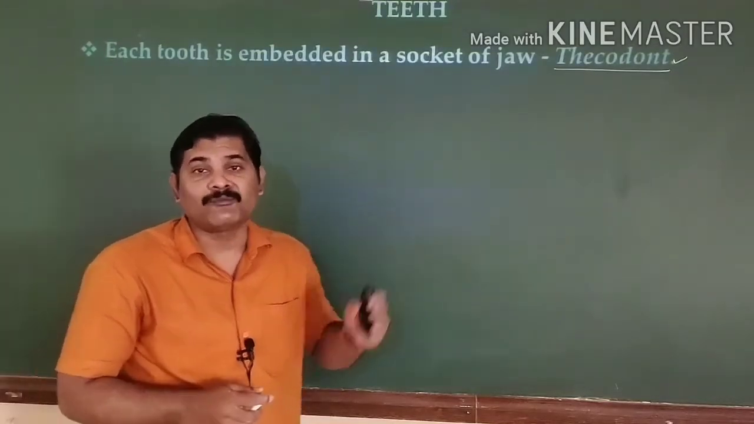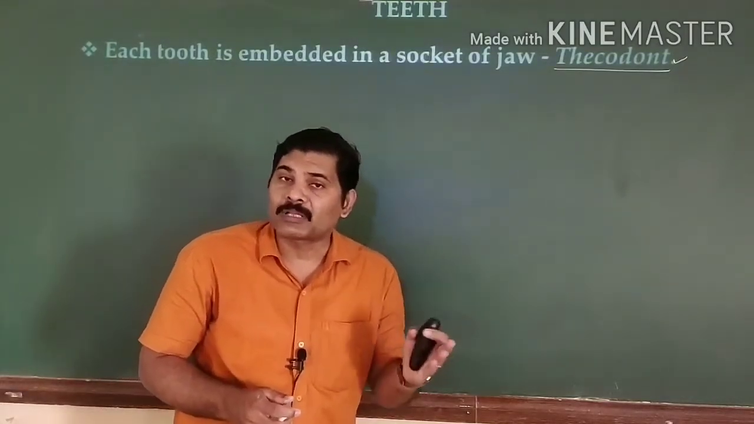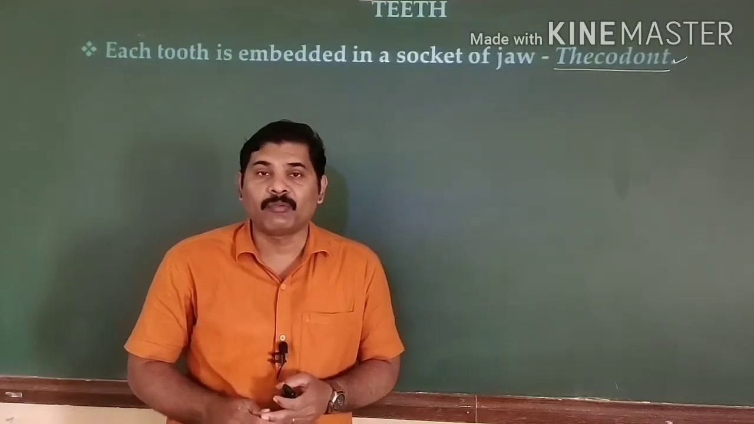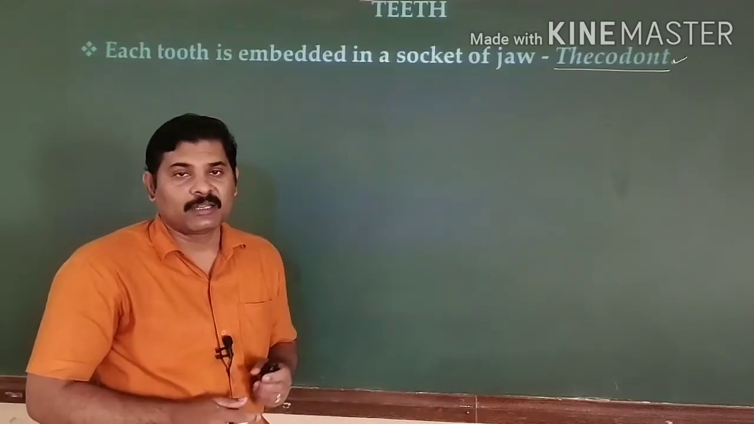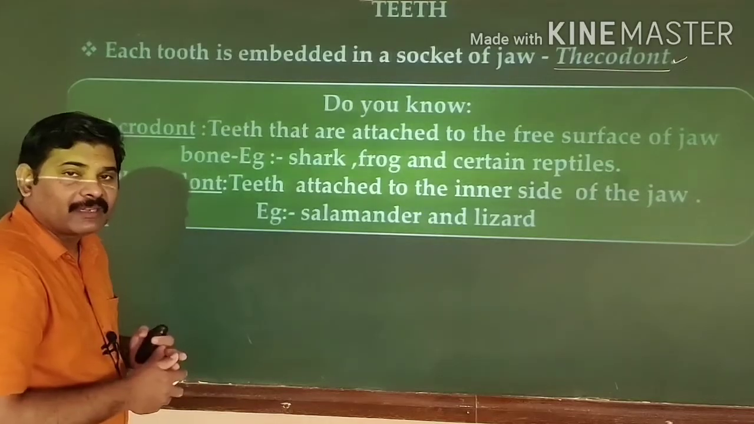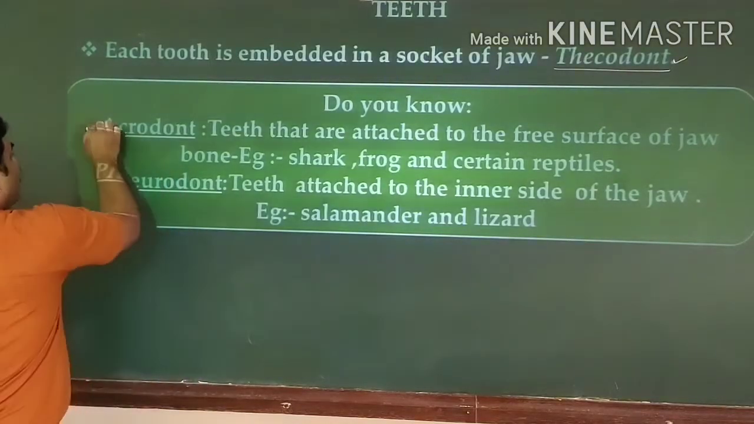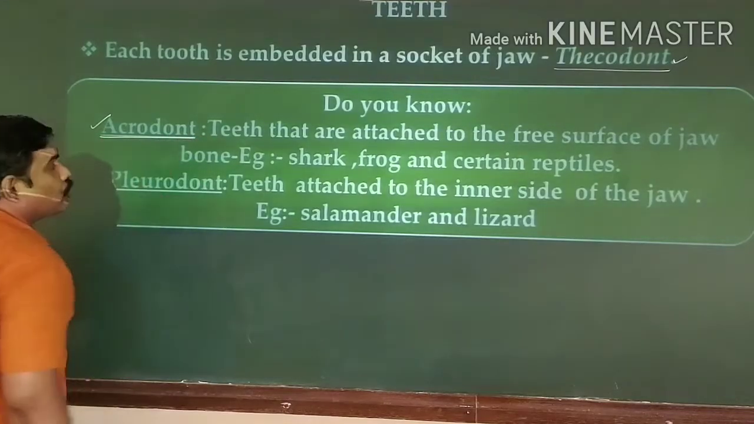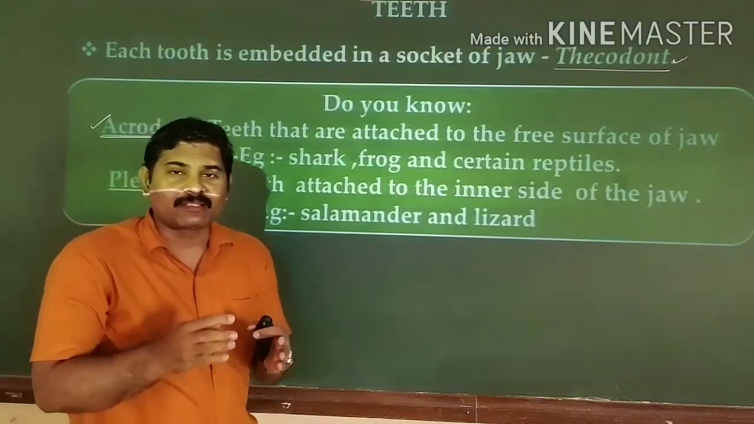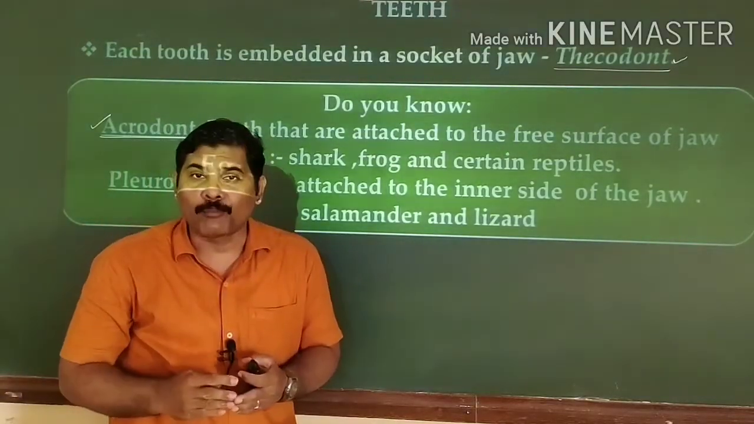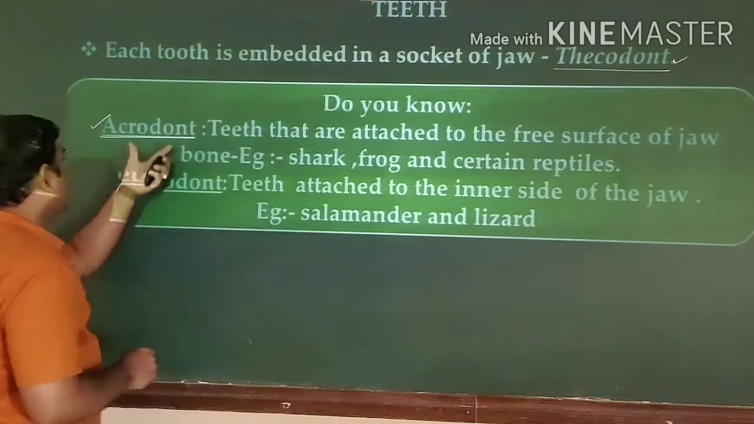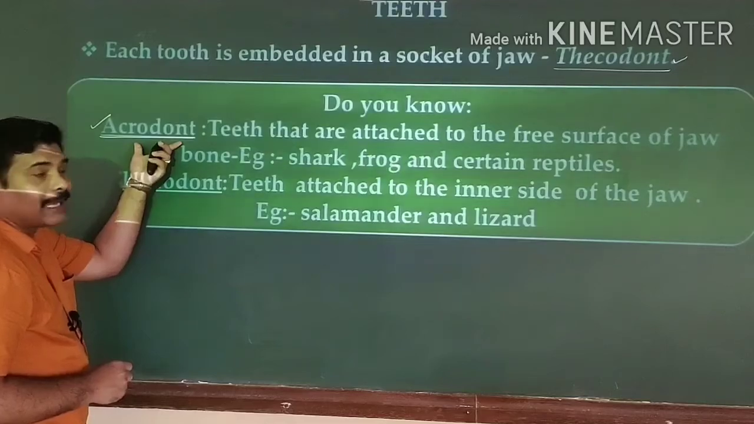I will give some additional information regarding teeth of some other animals in the animal kingdom, which helps you for competitive examinations like the KVPY exam and others, apart from NEET. Based on the arrangement of teeth in some other animals, the teeth are given different names. One is acrodont dentition. In this case, the teeth are placed on the free surface of the jawbone, not within the socket of a jawbone. Such dentition is known as acrodont dentition.